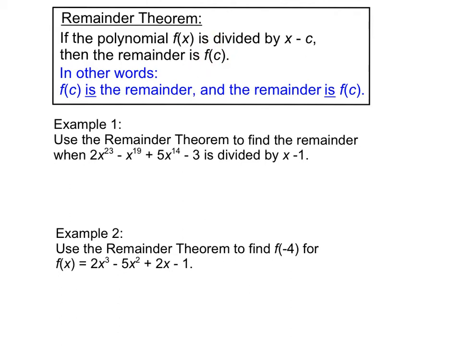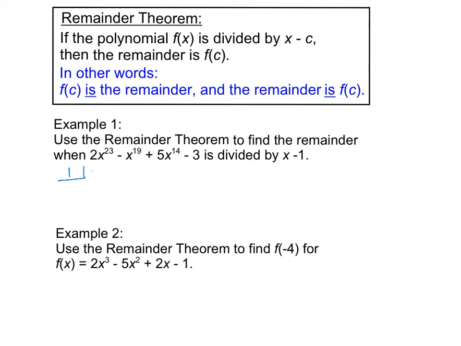This will become clearer when we do these examples. Example 1. Use the remainder to find the remainder when this polynomial is divided by x minus 1. Now, one way to get the remainder is to actually do the division.